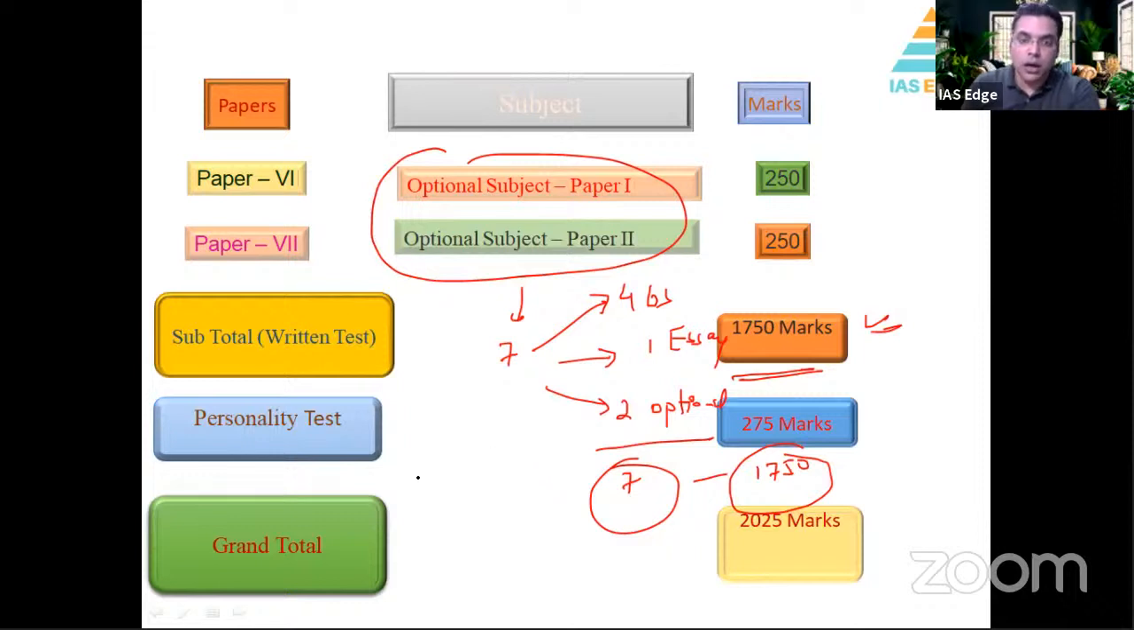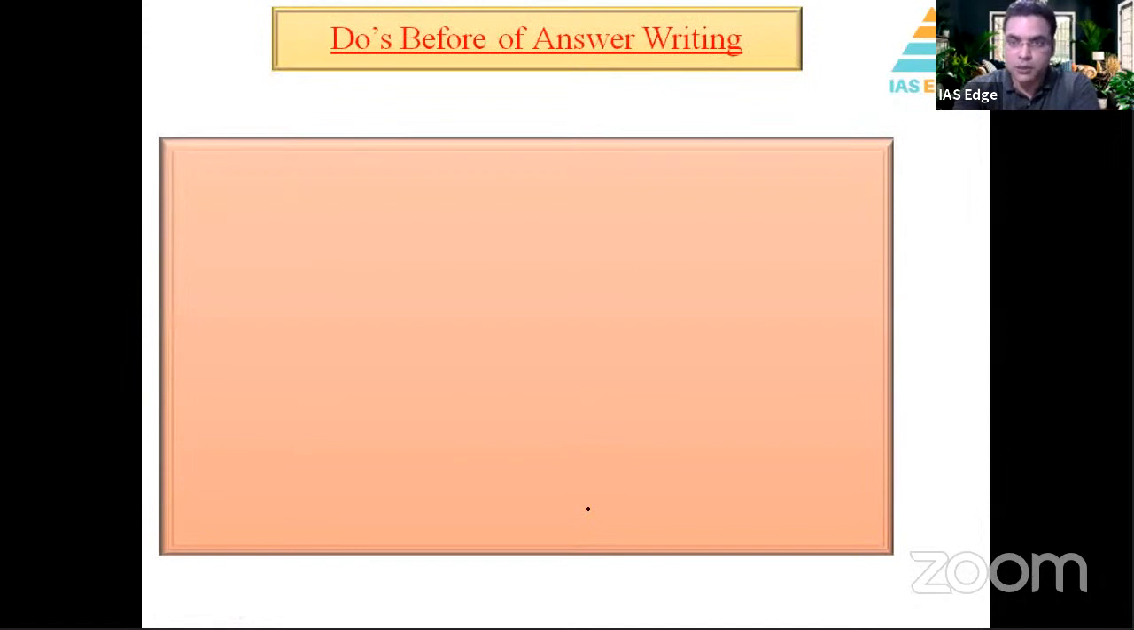In total, each paper has 20 questions, which means on average you have to write 6 papers and 2 essays. So you have to write 120 answers and 2 essays in 4.5 days. And that is why answer writing becomes very important.